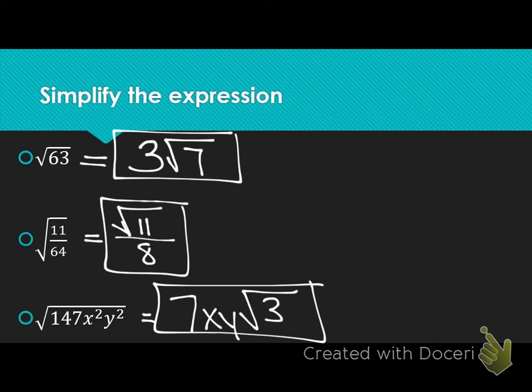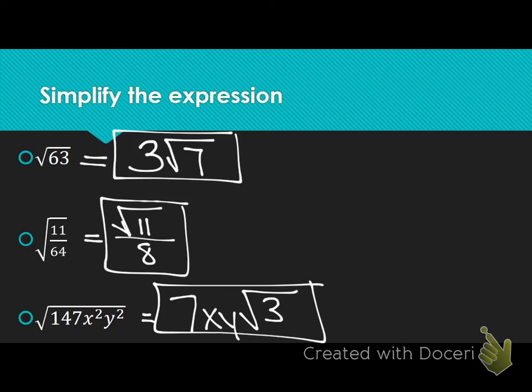So what if it was x to the fourth? How many would you pull out? X squared. If it was x to the fifth, how many would you pull out? 2. And how many would stay? 1. Okay, so if that goes over your head, that's okay. All you need to understand is the x squared. Because there's 2, you can pull 1 out. All right, so that's simplifying the expression.